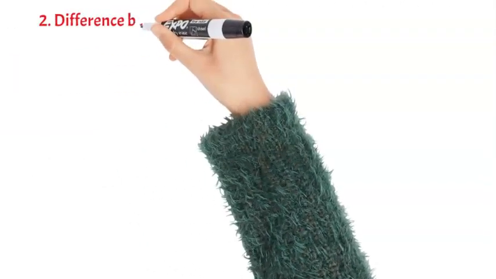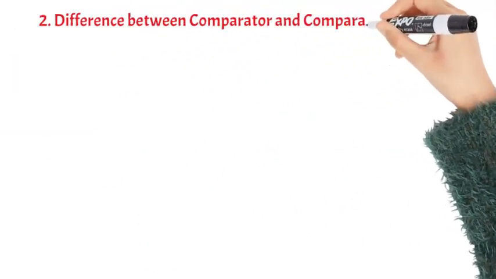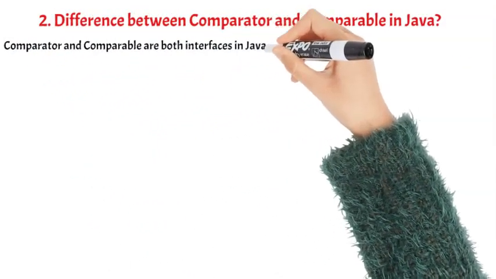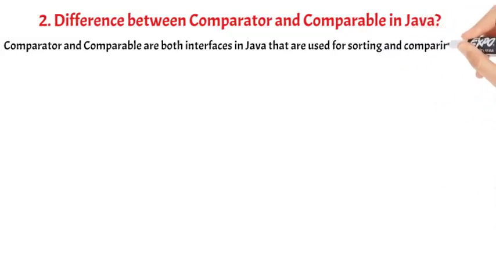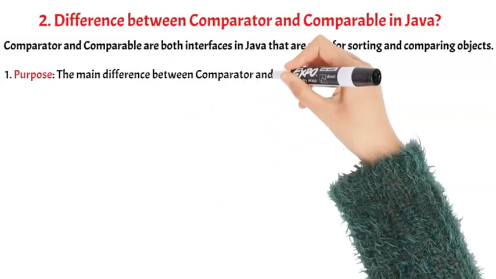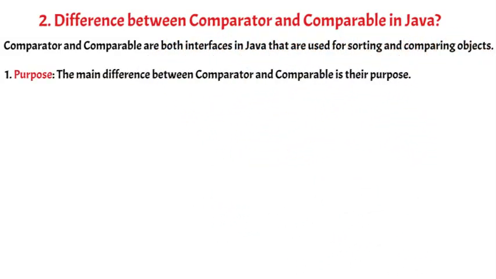2. Difference between comparator and comparable in Java. Comparator and comparable are both interfaces in Java that are used for sorting and comparing objects. 1. Purpose. The main difference between comparator and comparable is their purpose.